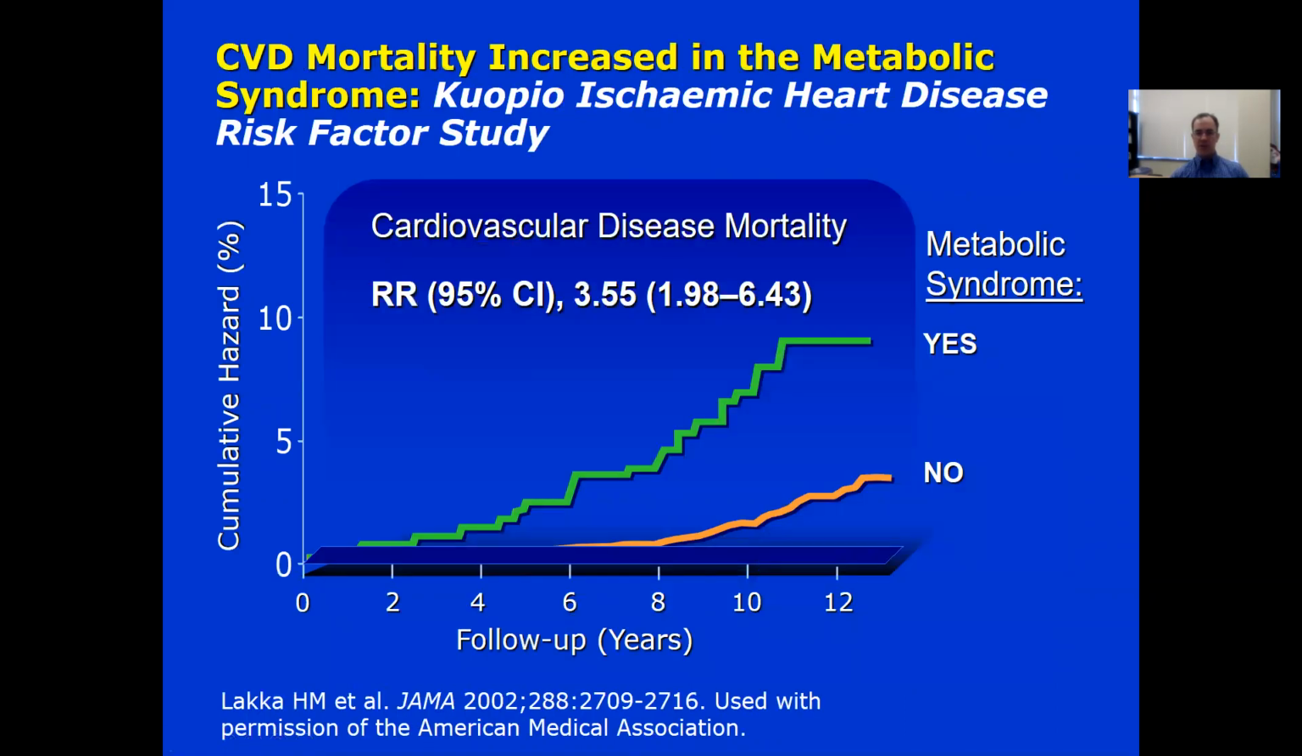Here's looking at a 10-year history. They looked at individuals, tested them, and then followed them 10 years past and found the individuals with the metabolic syndrome had about 3.5 times the risk of mortality than those that did not have the metabolic syndrome. So this indicates that people who have developed the metabolic syndrome and left untreated can have long-term increased mortality risk than those individuals who do not.